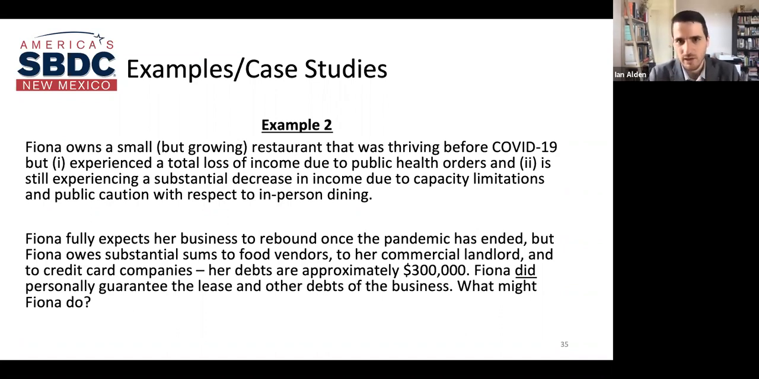So the question is, what can Fiona do? And keep in mind, I get this a lot because, especially with small businesses, most small business owners are personal guarantors of the lease at a minimum. So I see this with landlords a lot. They will go after the guarantors in a heartbeat. COVID hasn't really made them any less likely to do that, frankly. So, what could Fiona do here?